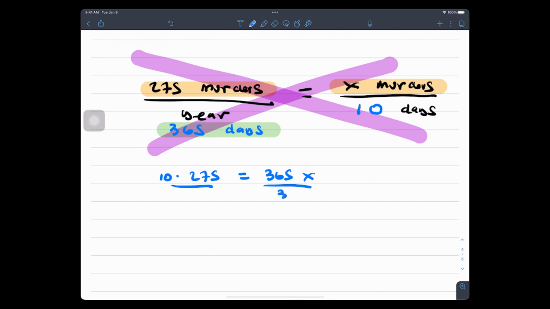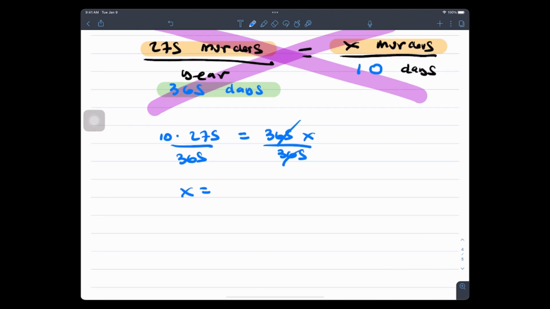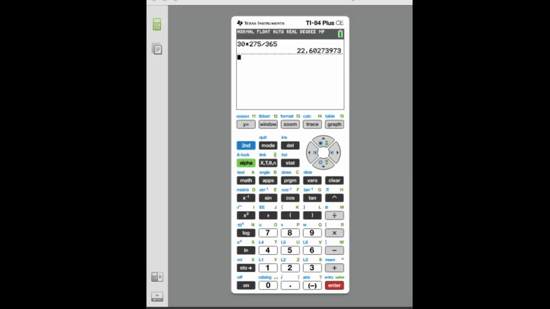Divide both sides now by 365. So you cross that out. So now x becomes 10 times 275 over 365, okay? So now you can find the murder rate in a 10-day interval, okay? 10-day interval. So let's do that. 10 times 275 divided by 365.